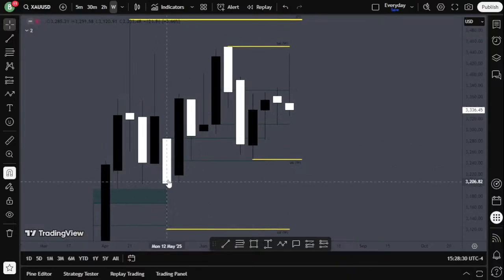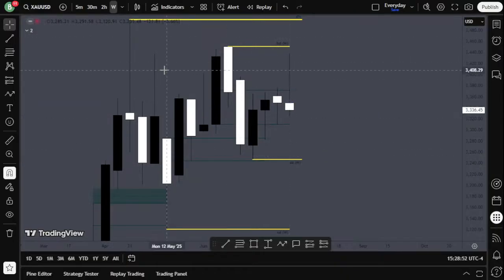Okay, so I back this to hold. Why? Because we had a sweep of liquidity here. See the swing low? We had a sweep of liquidity before price moves higher. And then we have this swing low over here, swing low on this side. So I'm seeing bullish prices over the next foreseeable future.